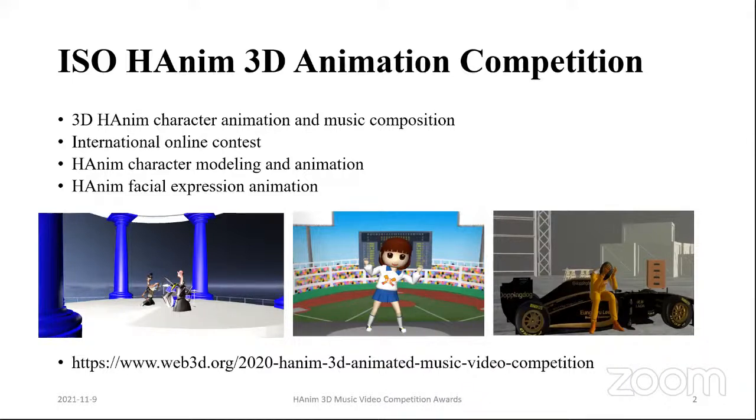The ISO IEC 19774 HAnim standard was to be used for the humanoids or characters. ISO IEC 19775-1 X3D was to be used for the virtual stage and humanoids. HAnim is stored as an X3D file.